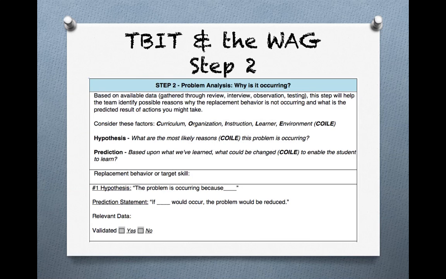The second step of TBIT is problem analysis. In this step, the team explores why the problem is occurring. This step helps the team identify possible reasons why the replacement behavior is not occurring. The team is asked to consider 5 factors represented by the word COIL. C is for curriculum, O is for organization, I is for instruction, L is for learner, and E is for environment. Using one or more of these factors, the team completes the hypothesis and prediction statements on the WAG.